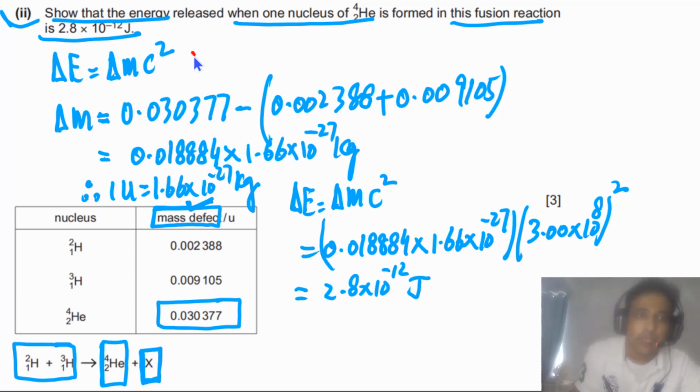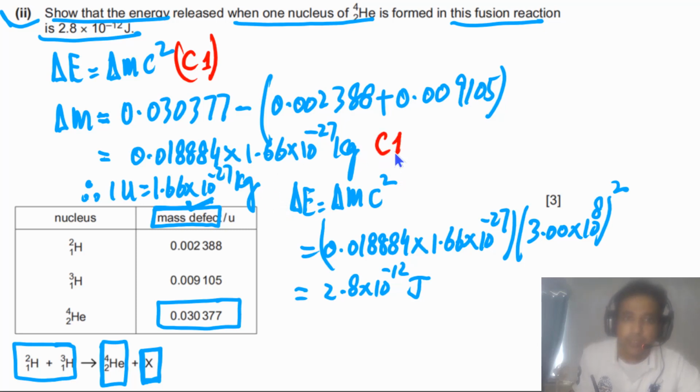The first mark, if you have written this formula, you will get 1 C mark, and the second mark you will get if you have calculated the value of delta M, meaning the net mass defect, and the final mark is for the answer. If you got the right answer, you will get 3 marks.